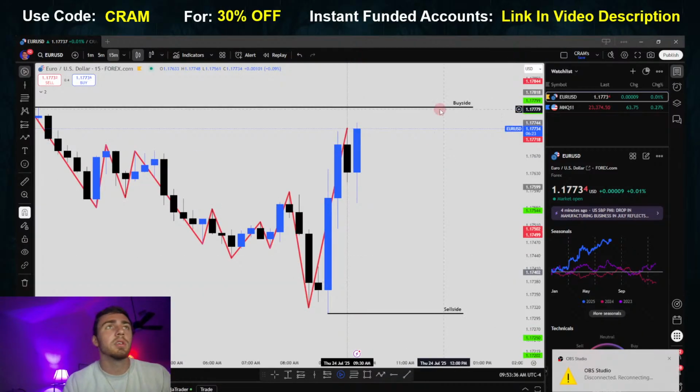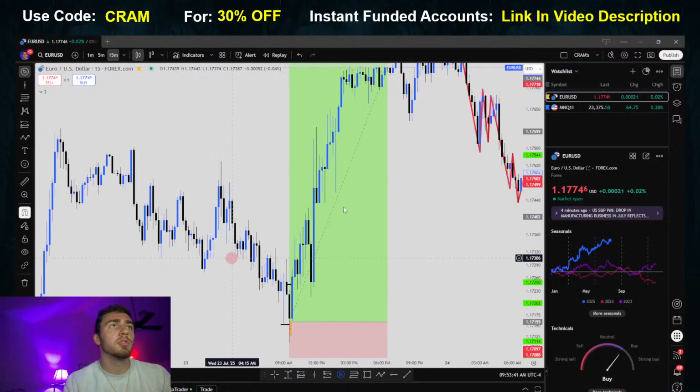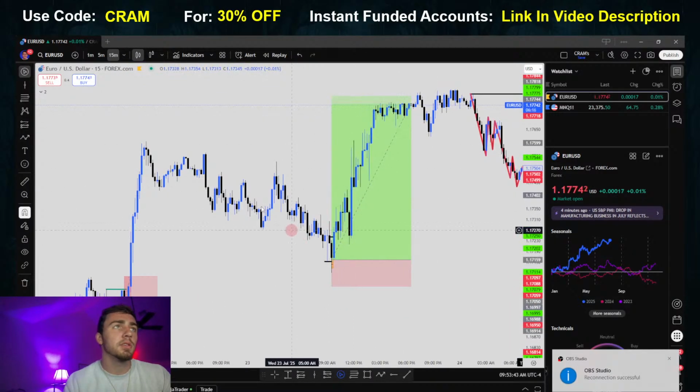It's gonna move at 9:30. In the rest of the day, you can see these price movements that happen, literally consuming the London movements and the Asia movements.